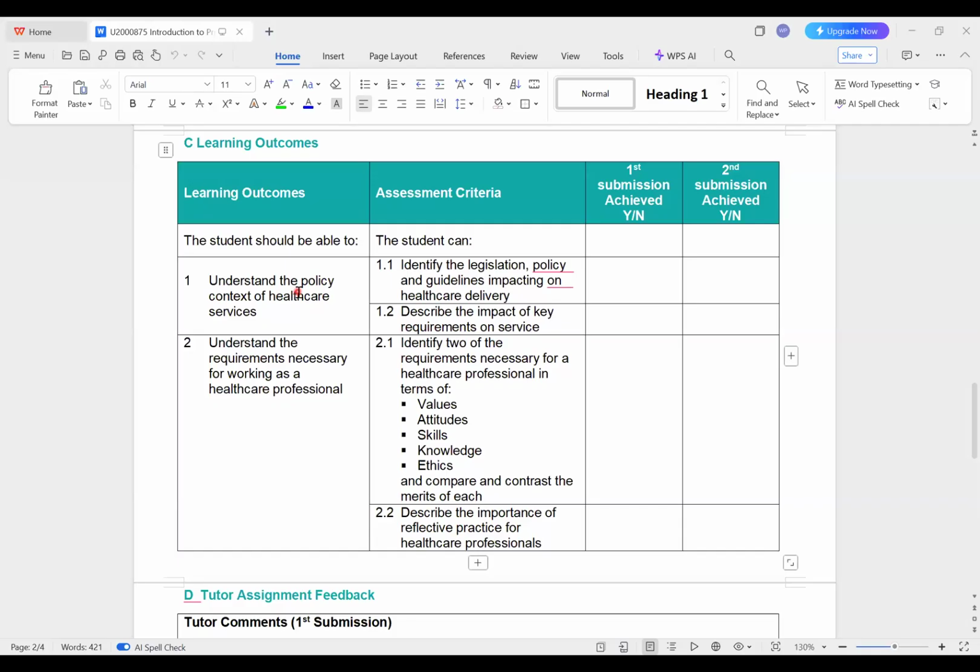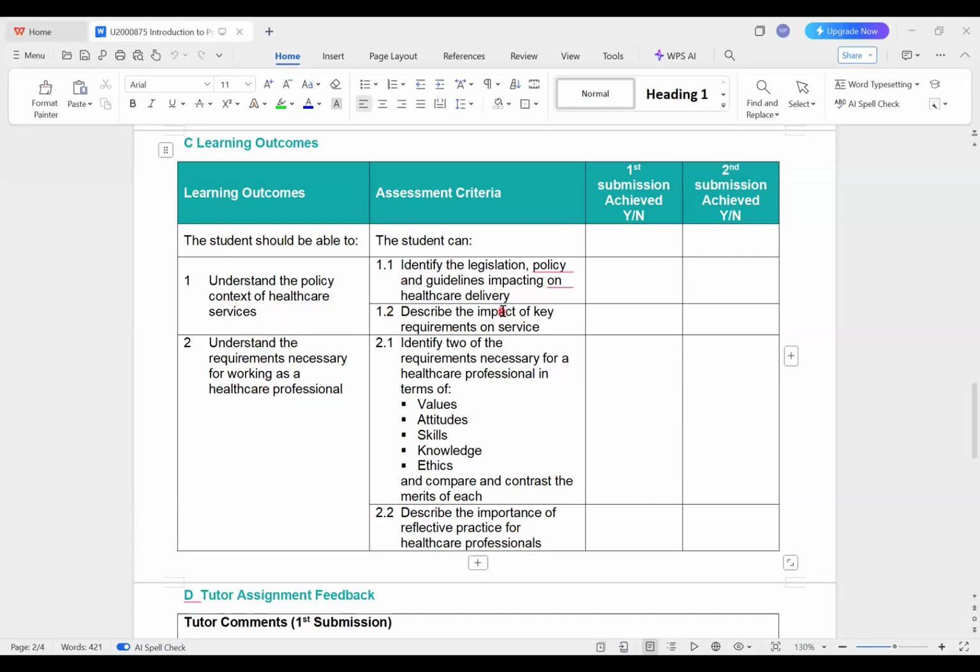So yes, welcome to the course, all of you. So what do we expect from you in this course? It's just about these two learning outcomes. We would expect you to understand the policy context of healthcare services. We're talking about policy here. That means there'll be legislation, there'll be guidelines, and these are there just to support you. If you know the policy, it helps you and keeps you and the others safe as well.